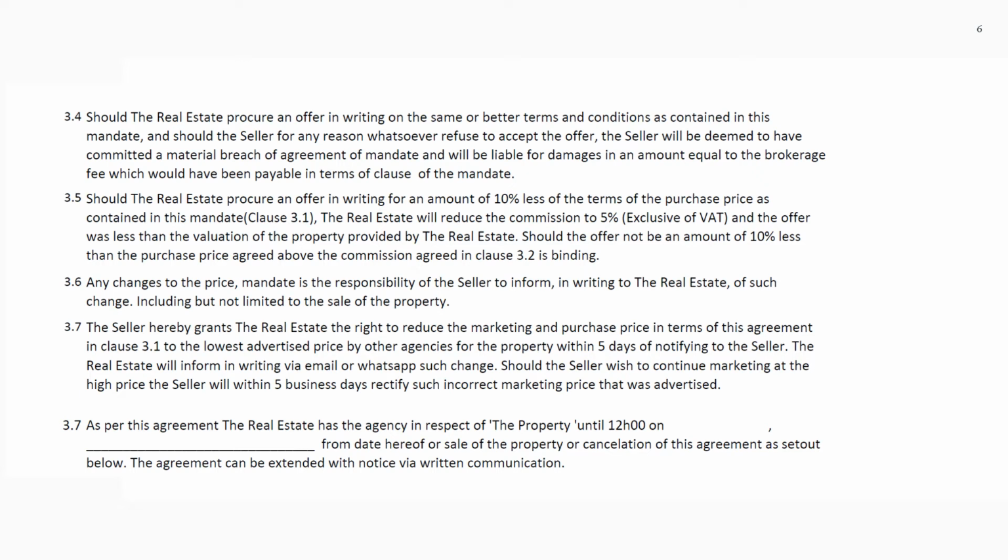The owner then has 5 days to rectify this incorrect marketing price. Thereafter, the marketing price for this agreement will reduce to the lower advertised price. As per this agreement, the contract will run until 12 on the date as specified, or will conclude and be cancelled on the sale of the property or cancellation of this agreement.